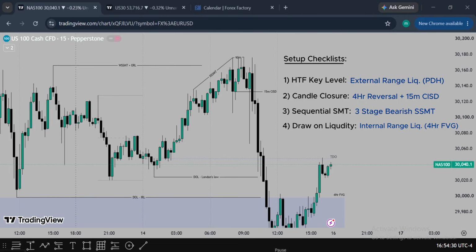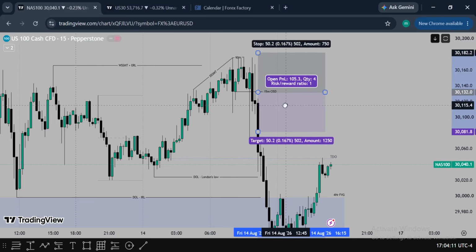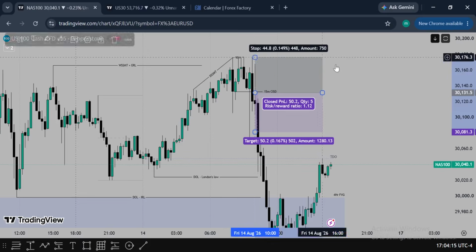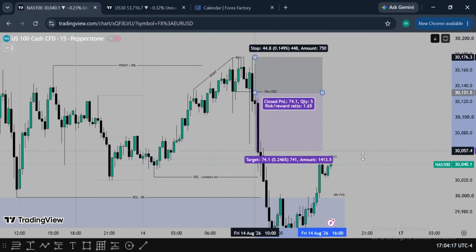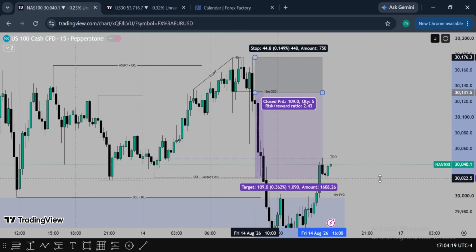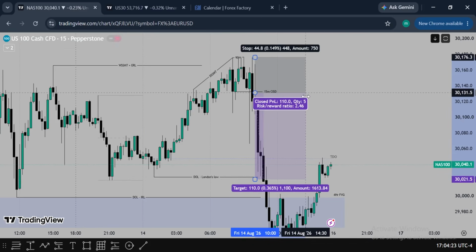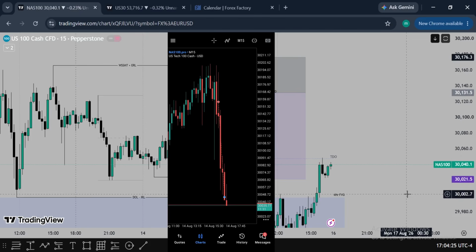So this was what the setup looked like, and I entered at the 50-minute change in state of delivery and put my stop loss at the protected swing high, and I targeted the first draw on liquidity, which is London's low, but as you can see, price delivered to internal edge liquidities. So this was the trade I took on Friday.